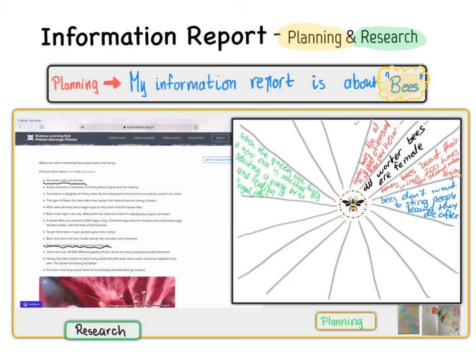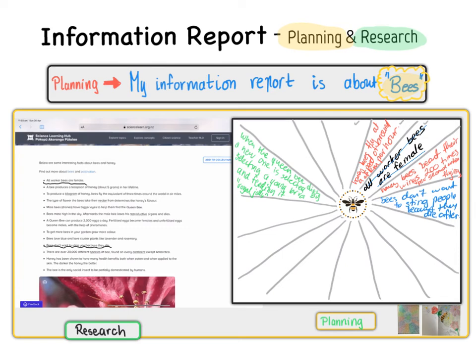Please do not repeat information, okay? So if on one website you find all worker bees are female and a different website says the same thing, please check that you didn't already write that down, because when you get to the writing part, you're going to have a lot of the same information and not enough information to do your report.